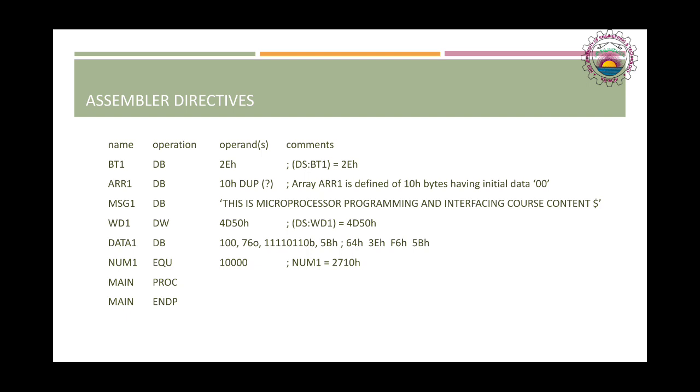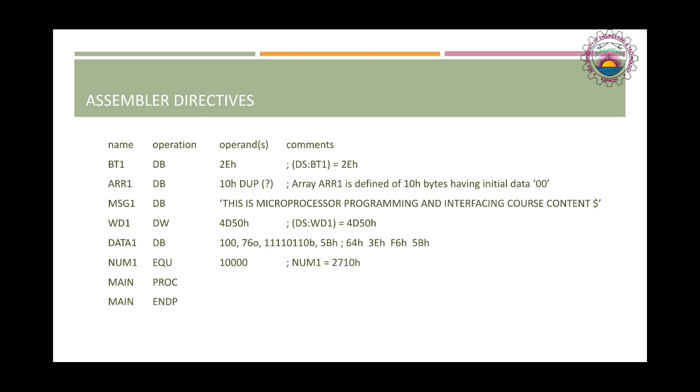Now we have some examples for assembly directives. So the first statement is BT1 DB 2E hex, and after the semicolon you have written the operation of this statement. So BT1 is the variable name, DB is the operation that defines a byte, and at BT1 offset within the data segment a byte 2E is to be stored. So after execution of this statement, in the data segment at offset BT1, you will have data 2E hex. That is written in the comment after the semicolon.